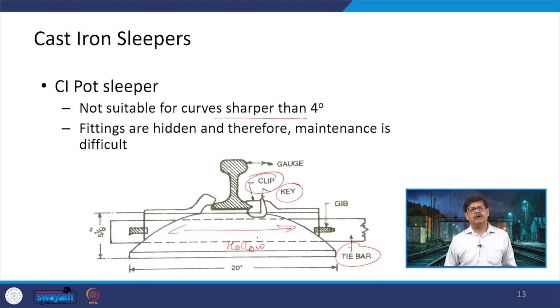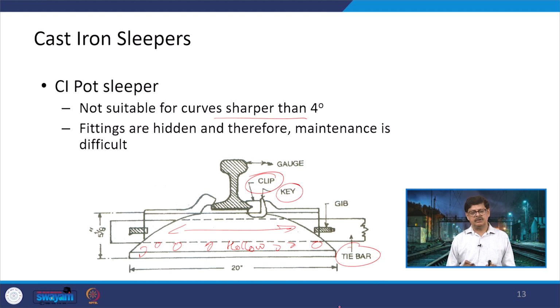So, if anything wrong happens to this particular fitting inside of this CI pot sleeper, then it is not visible, you cannot identify it, and there is a problem which is going to be there in future which is not being foreseen. The advantage of this type of system was another, that even though the tie bar is passing through it, the ballast which is being laid will also go inside, and again this will provide you a better interlocking of the sleeper with the ballast cushion.